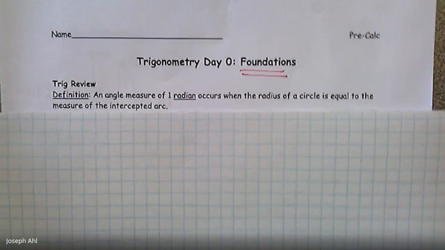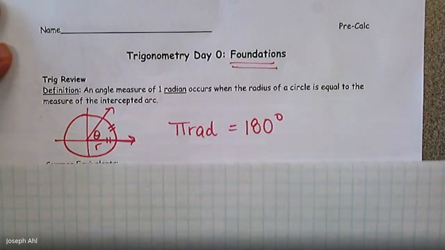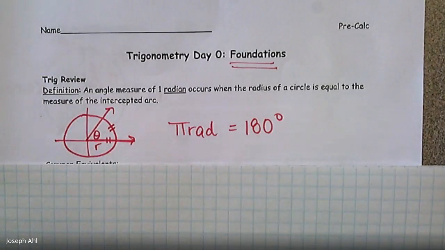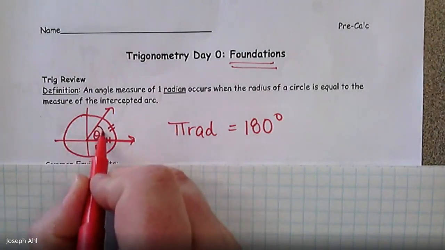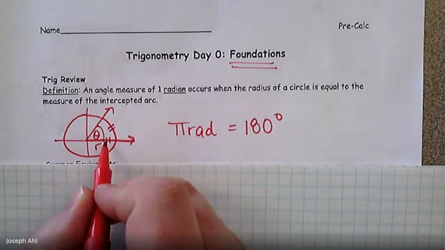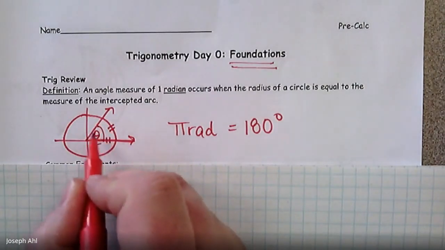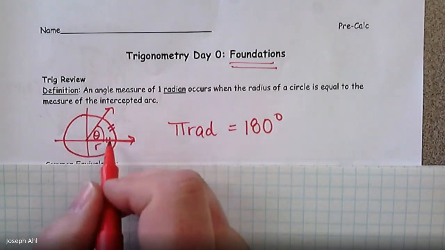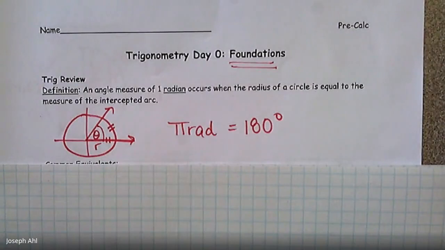So in the first definition at the top, we're defining what an angle measure of a radian is. It says an angle measure of 1 radian occurs when the radius of the circle is equal to the measure of the intercepted arc. Here's a diagram to illustrate that concept: this angle theta is going to be equal to 1 radian when the radius of the circle and the measure of the arc that's intercepted by this ray right here are equal. When those are equal, this angle is defined as being 1 radian.